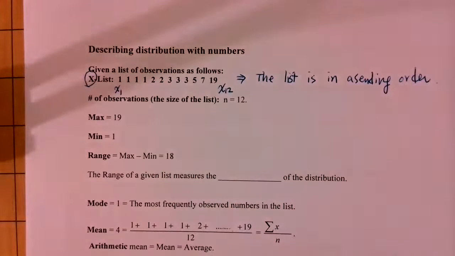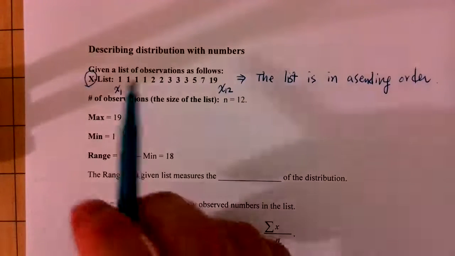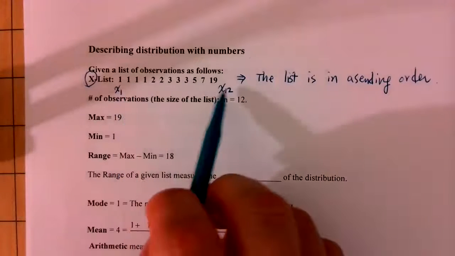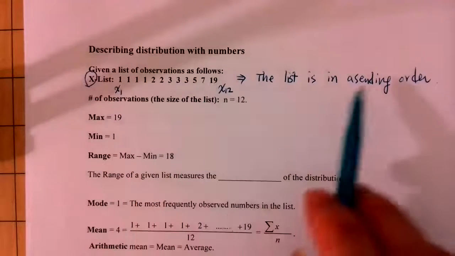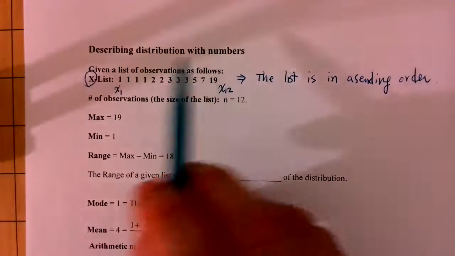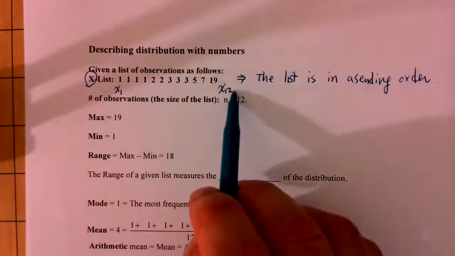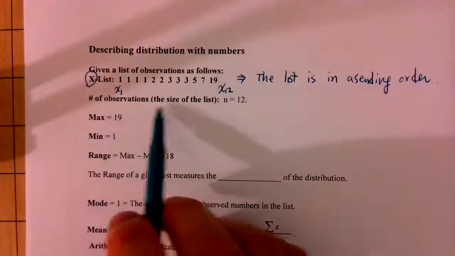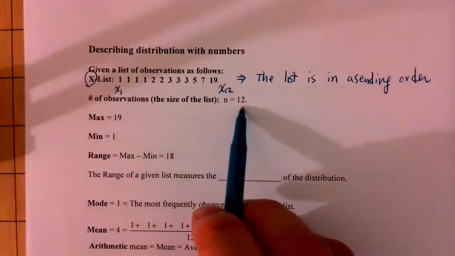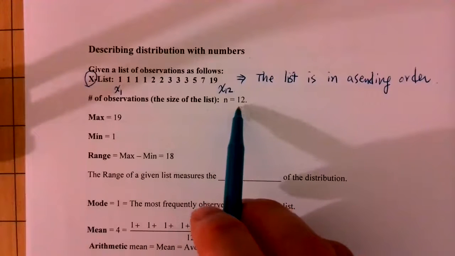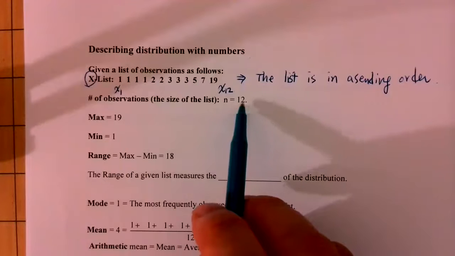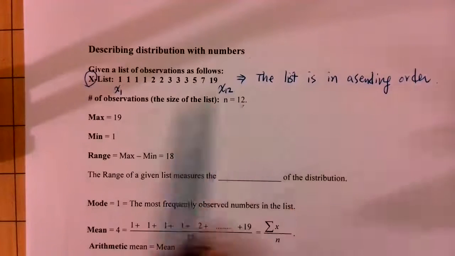Remember, real life data is in scrambled order, they don't have any order. So the first step when people give you a data set, you try to arrange them into an ascending order, okay? So this is X1 up to X12. And the number of observations, the size of the list, n equal to 12, okay? First one, you want to know what's the size of the data, 12.